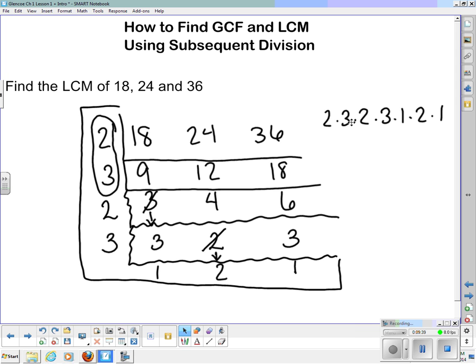And 2 times 3 is 6. 6 times 2 is 12. 12 times 3 is 36. 36 times 2 is? LCM is 72. Would you want to make a list for all these numbers? You can. 72 is not too low, but you don't have to.